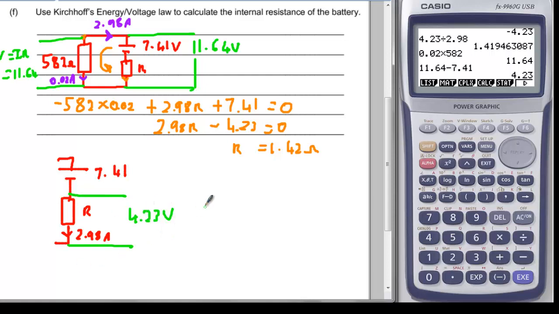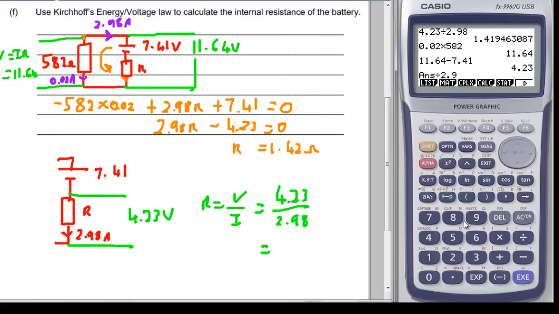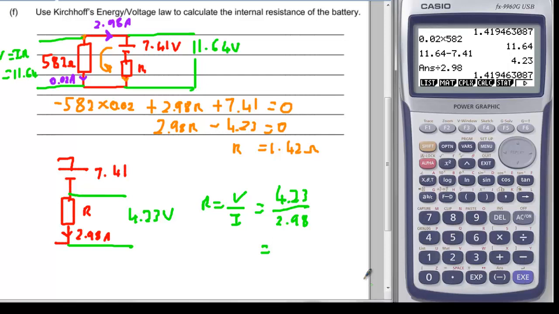We use Ohm's law. R equals voltage divided by current. Voltage across that resistor is 4.23 volts. The current flowing through that resistor is 2.98 amps, giving us a resistance of 1.42 ohms. Two ways of doing the same problem.